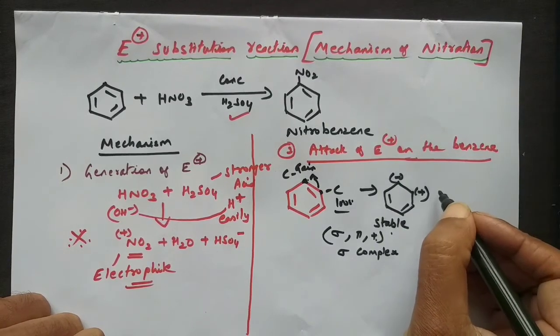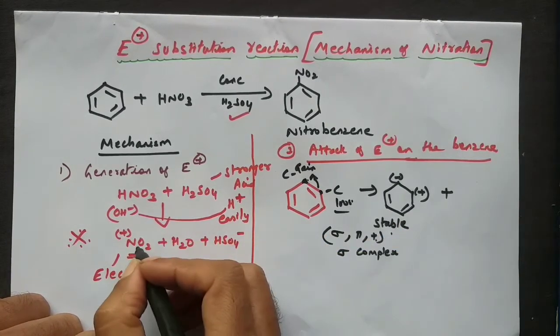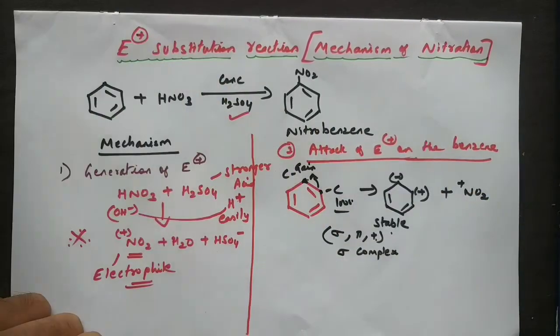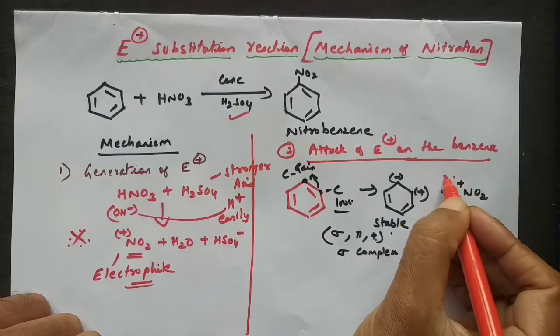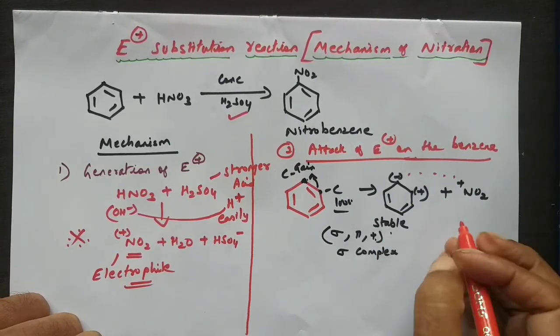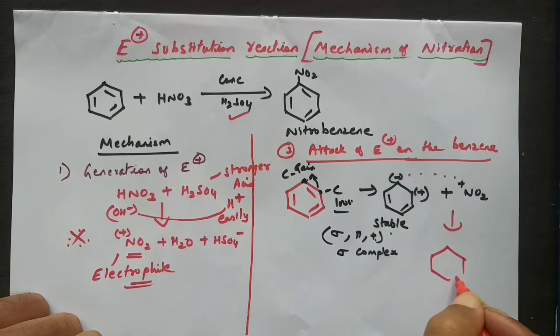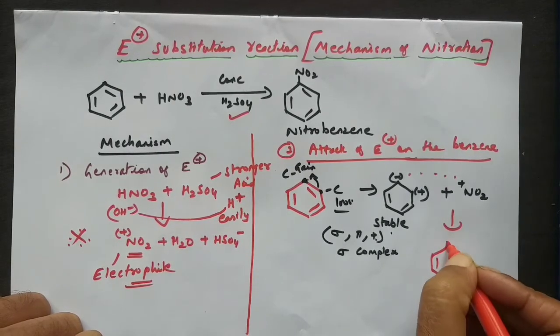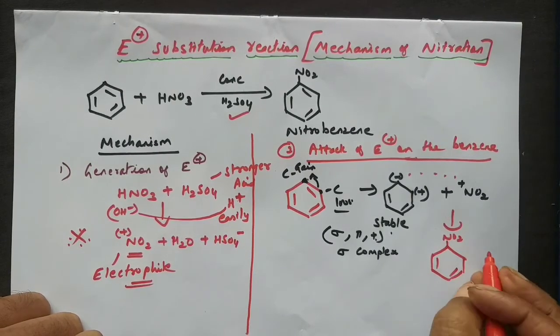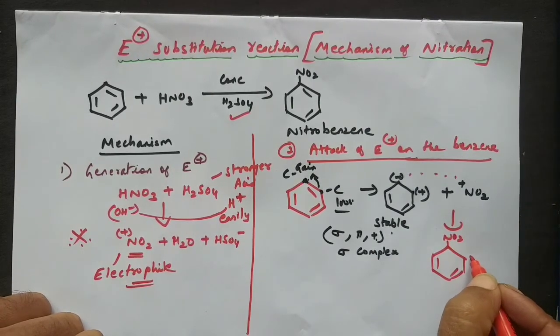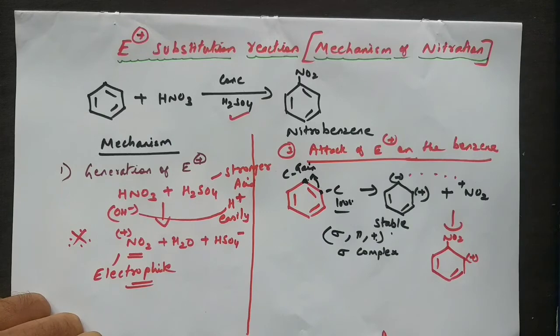Now, we know that the electrophile is NO2 plus. The electrophile, having the positive charge, will easily come and attack here. So the product will be, I will write it like this: NO2 goes there, we have the NO2 here, and we have the positive charge here now.